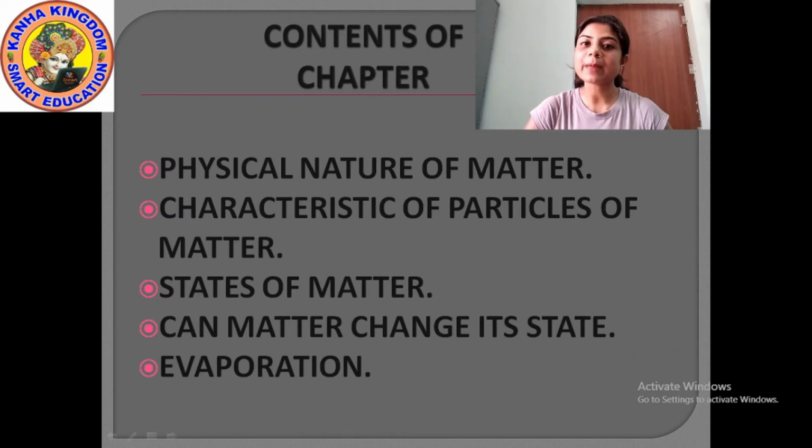Then what are the different states of matter? You know that anything that has mass and occupies space is called matter. But what are the different states of matter? Matter can be in 3 states. First is the solid state, second is the liquid state, and the third is the gaseous state. That means the gas, the air around us.